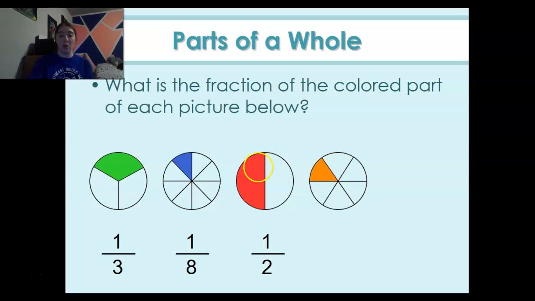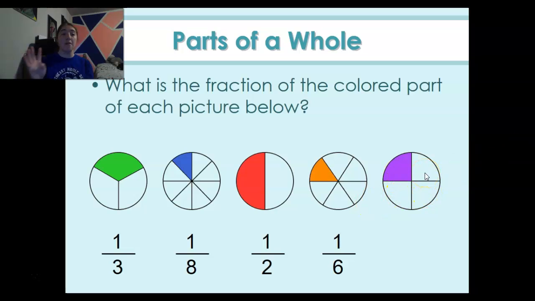All right, let's count up our whole pieces. 1, 2, 3, 4, 5, 6. We have 6 whole pieces, so 6 would be our denominator, right? Because the whole goes on the denominator. And we have 1 shaded in. So we have 1/6 shaded in. All right, and let's look at our last one. Again, count up all the pieces to find your denominator. 1, 2, 3, 4. We have 4 pieces, so that would be our denominator. And we have 1 shaded in, so we have 1/4 shaded in.